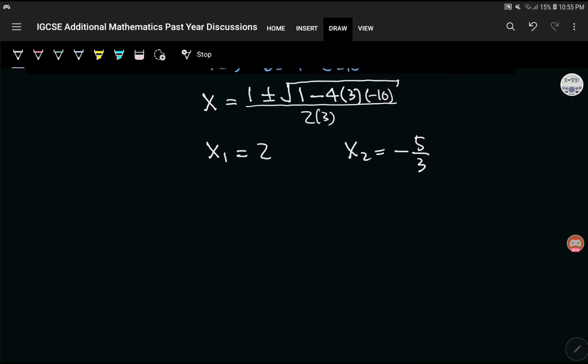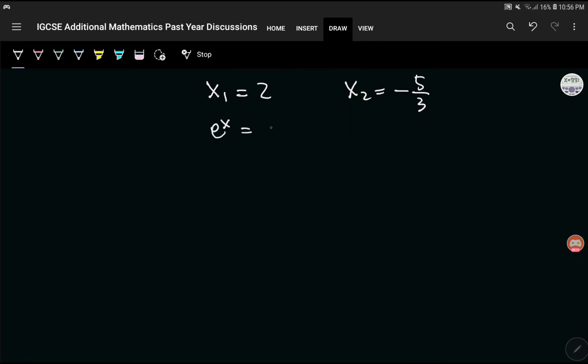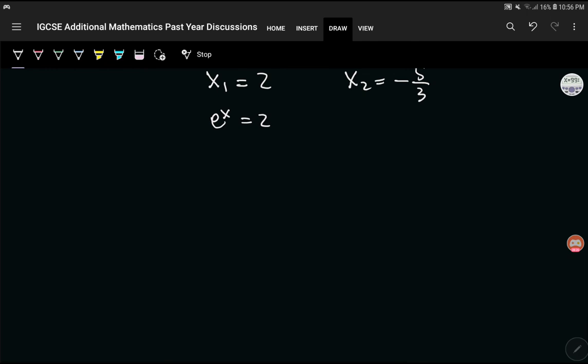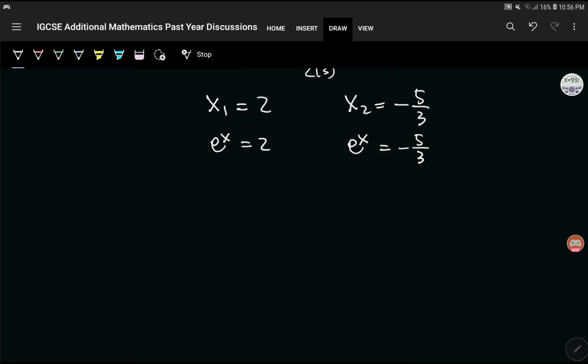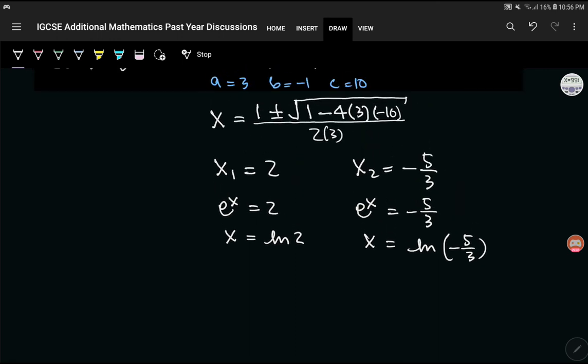Okay, but we remember this is not our final answer yet, because we said that capital X is e^x. So substitute again. So we have e^x equals 2, and e^x equals negative 5 over 3. To eliminate the e on the left-hand side, we use ln. But if we use ln on the left-hand side, we must also use ln on both sides. So we have x equals ln 2, and x equals ln of negative 5 over 3.